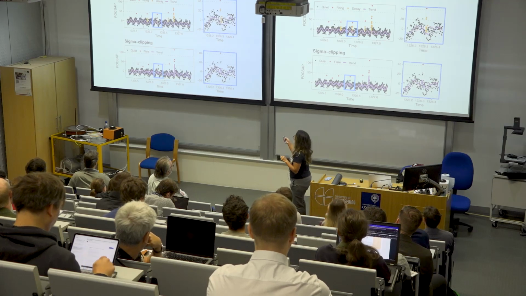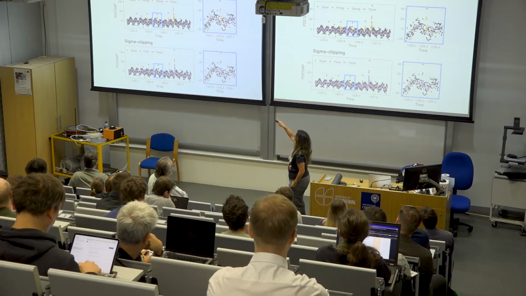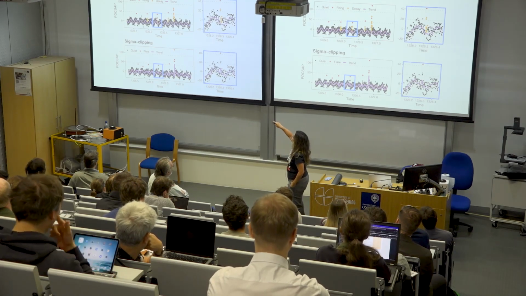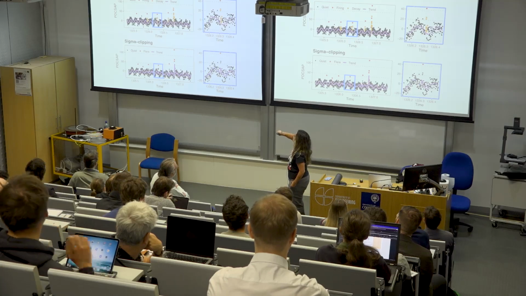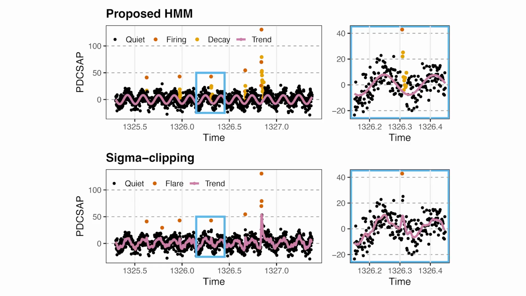And this is what our model looks like on the top. This is real data, I believe, or I'll show you real data in a second. And there, that purple line is the quasi-periodic trend, and the black is the quiet state. And then we're trying to capture these flares, which is firing and decay. So the colored dots are the different states that we're capturing.